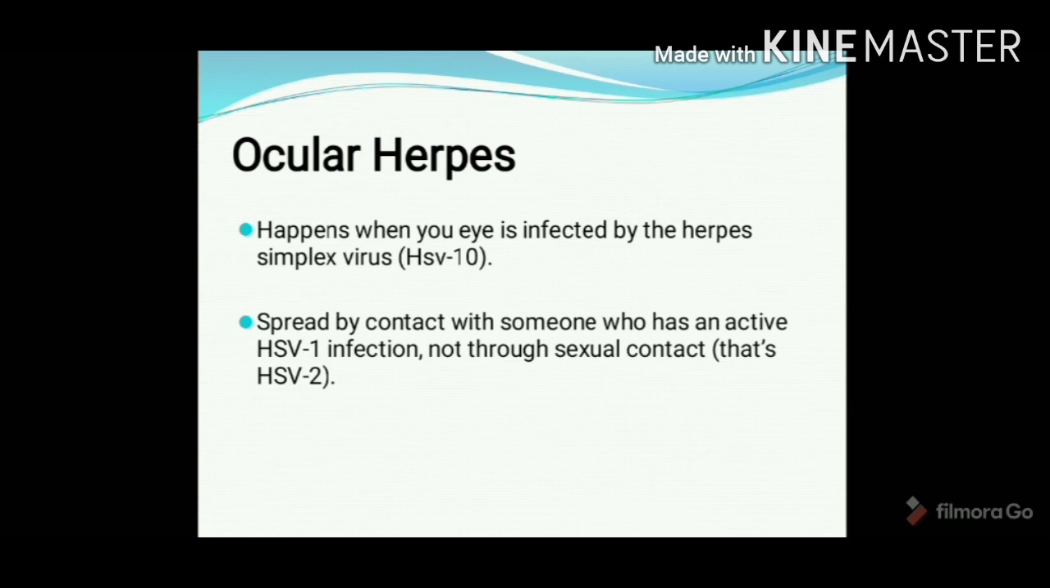For number 8, ocular herpes, it happens when your eye is infected by the herpes simplex virus, HSV-1. For the second point, it is spread by contact with someone who has an active HSV-1 infection, not through sexual contact. That's HSV-2. So, when we say HSV-1 infection, that's herpes simplex virus 1.